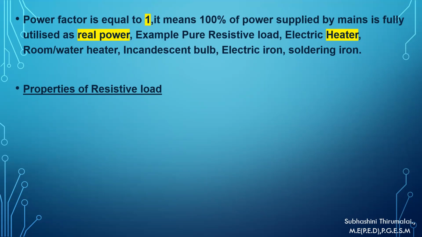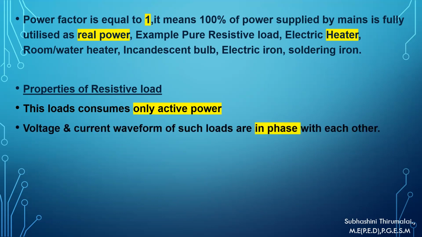Next, what are the properties of resistive load? The first property is that this load consumes only the active power. Active power is real power. Active power has different names: true power, real power, working power. So it is doing some work. It consumes the full power to do the work. The voltage and current waveforms of such loads are in phase with each other. There is no phase difference. The phase difference is 0. Power factor of such a load is always unity. Power factor is equal to 1.